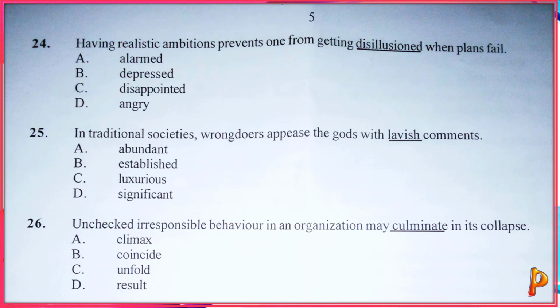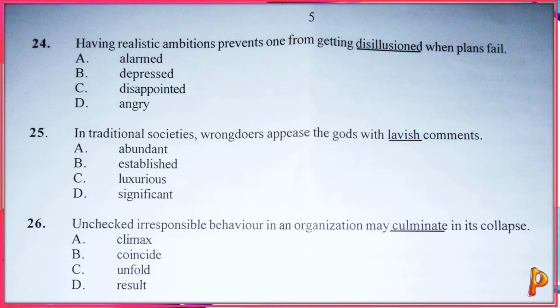Question 24. Having realistic ambitions prevents one from getting disillusioned when plans fail. A. Prevents one from getting alarmed. B. Prevents one from getting depressed. C. Prevents one from getting disappointed. D. Prevents one from getting angry. The correct answer to this question is answer space C. Having realistic ambitions prevents one from getting disappointed when plans fail.